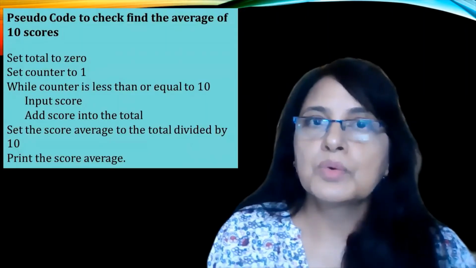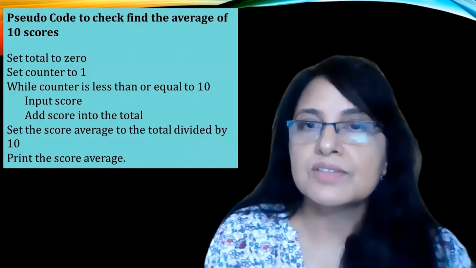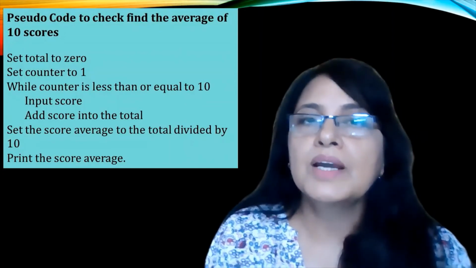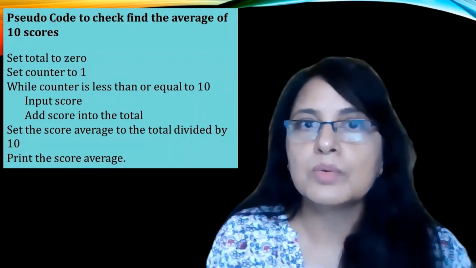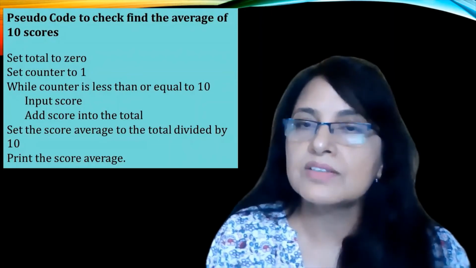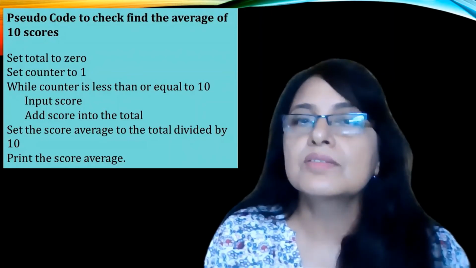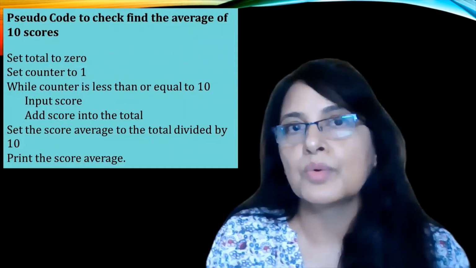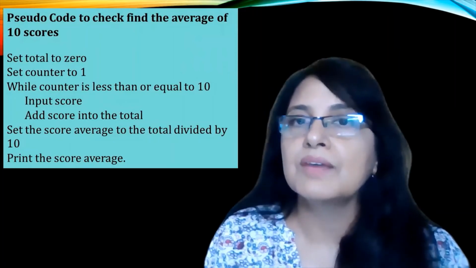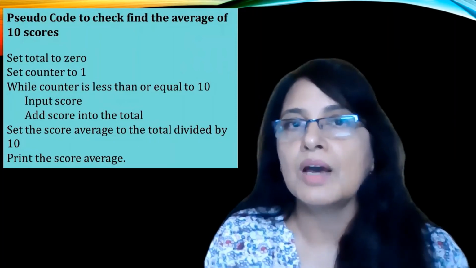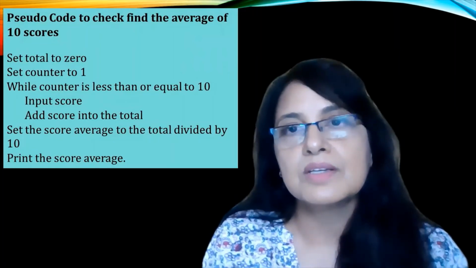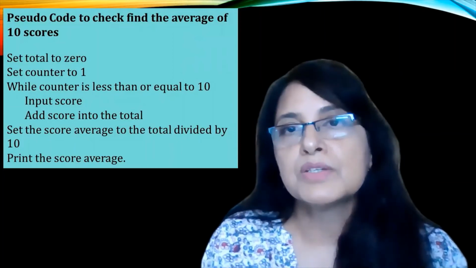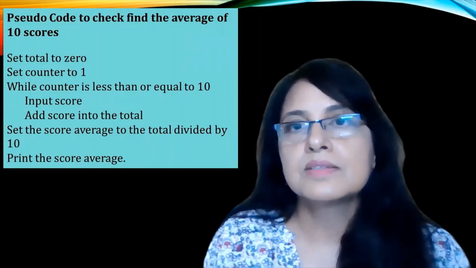Let's look at a pseudocode to find the average of 10 scores. We set total to 0, counter to 1. While counter is less than or equal to 10, input score, add score into the total, set the score average to the total divided by 10, and print the score average. If you notice, we have also done some indentation after while. That is basically to say these two lines after while are a part of that while statement.